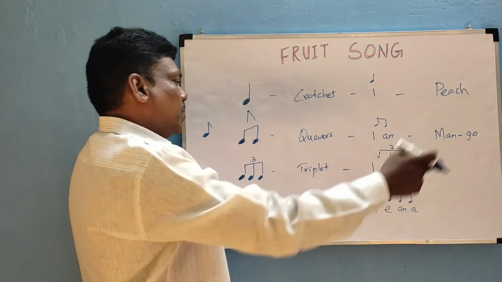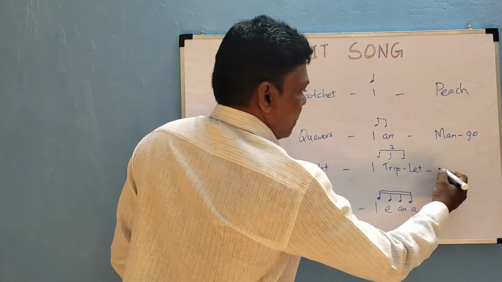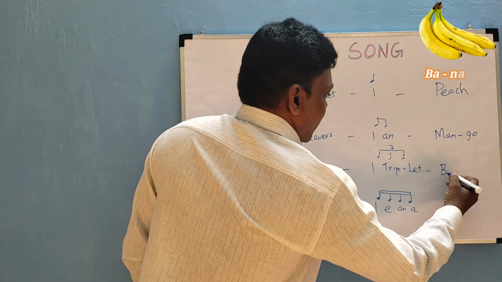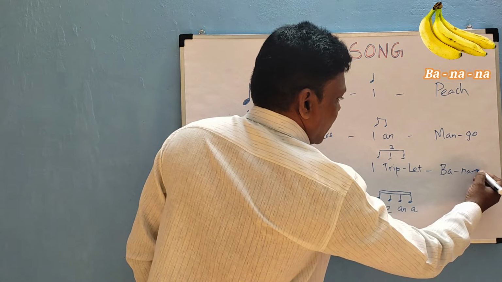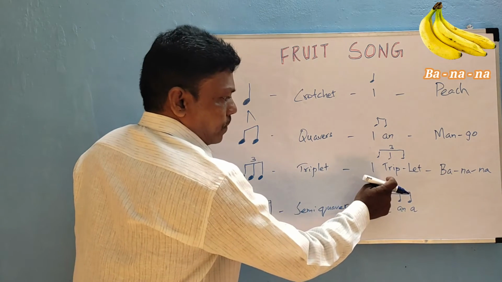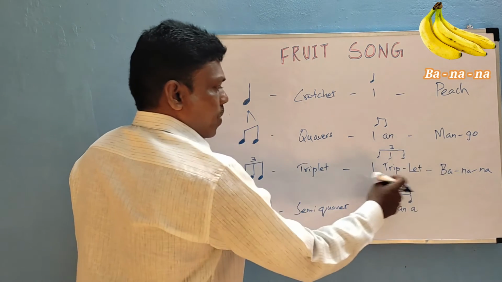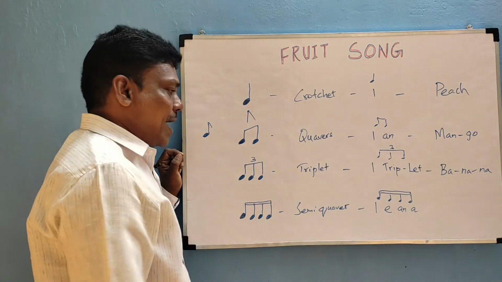Ta, mango. And for triplets, use the fruit name banana. It has 3 syllables. Banana. So how will it sound? 1 triplet, banana. 1 triplet, banana. Like that you can match.